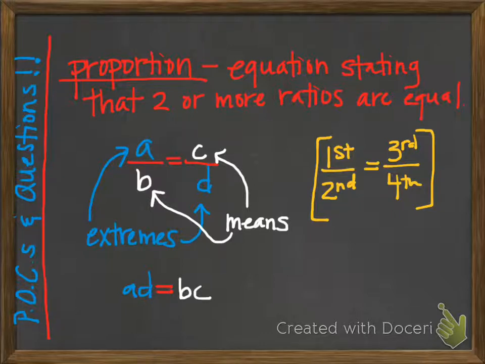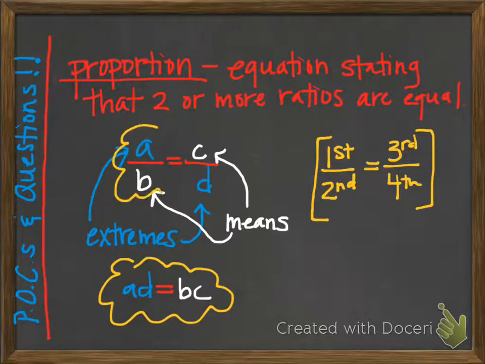AD and BC, these are called cross products. So this is really important to remember. And then this is your traditional proportion. But AD and BC, those are called cross products because you're multiplying them together. So as long as the cross products stay the same, we could write a proportion in a variety of ways.